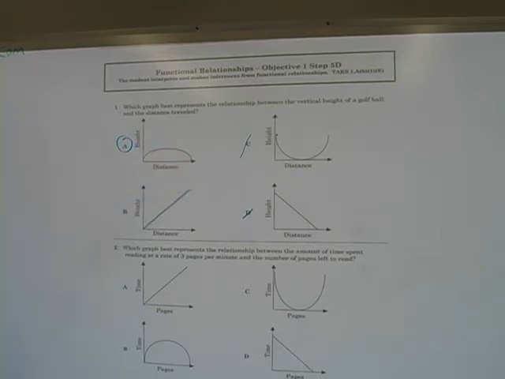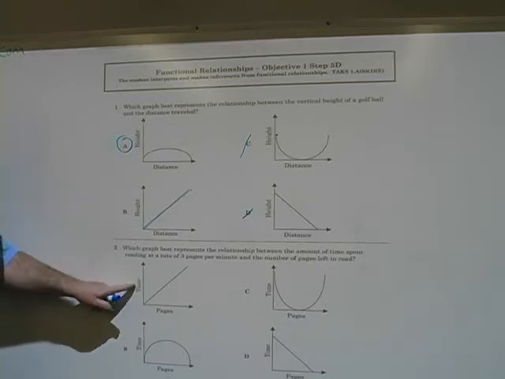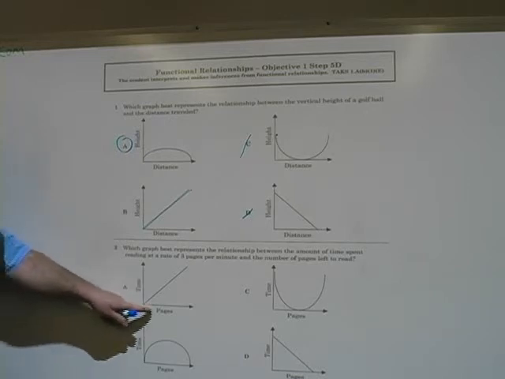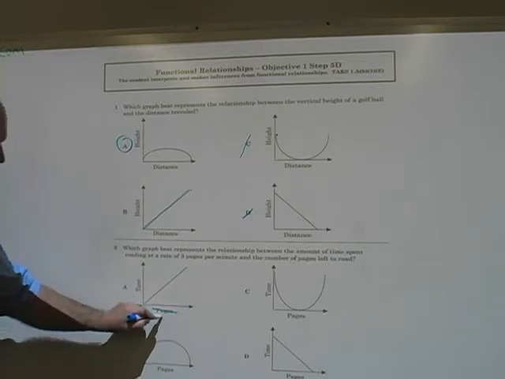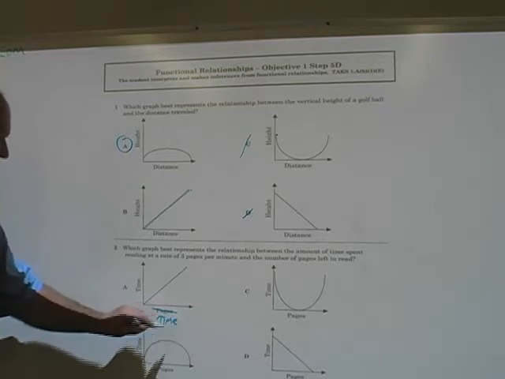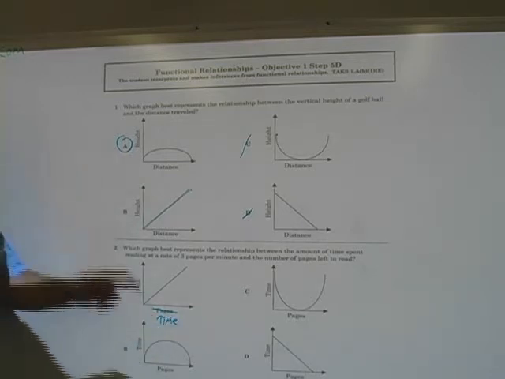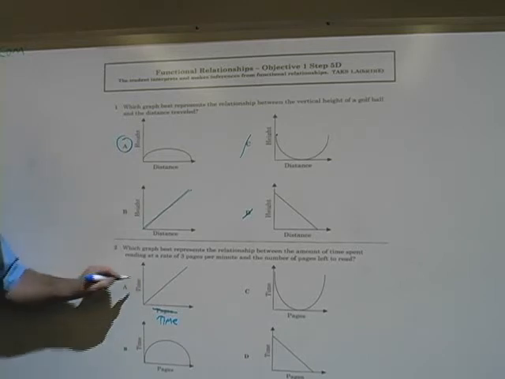Now, on number 2, before you start it, yesterday we talked about independent and dependent quantities or relationships. They will never put time on the y-axis like this. I think this is a misprint. I think they meant to put it on the x-axis. Time should be down here instead of up here.